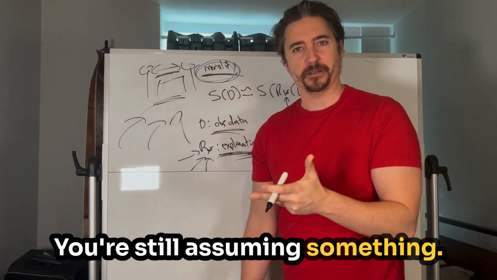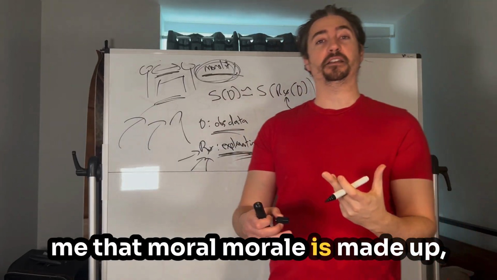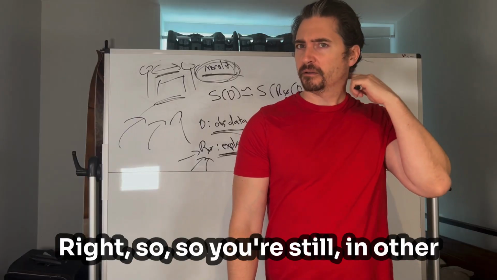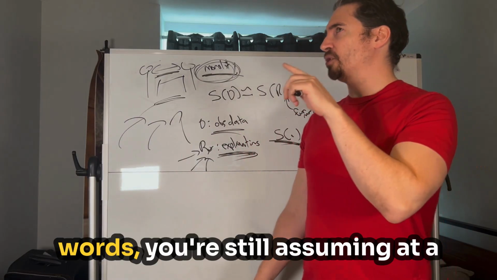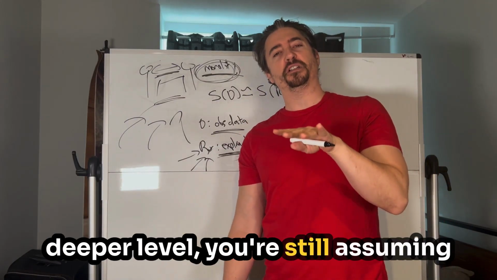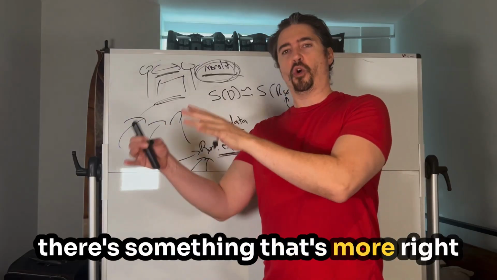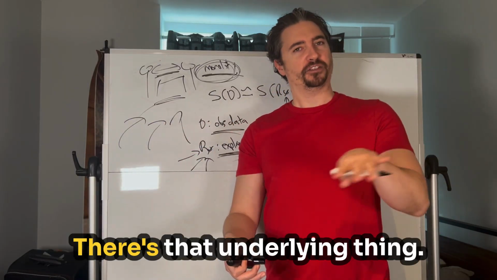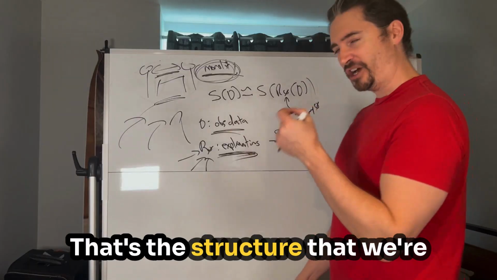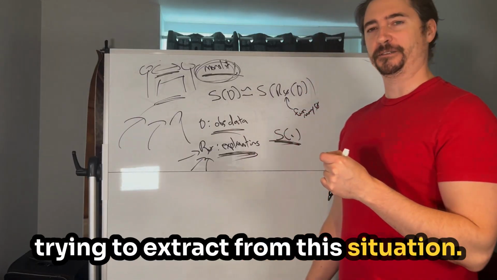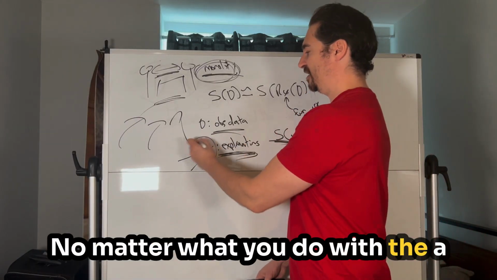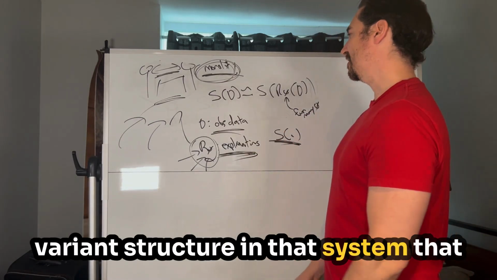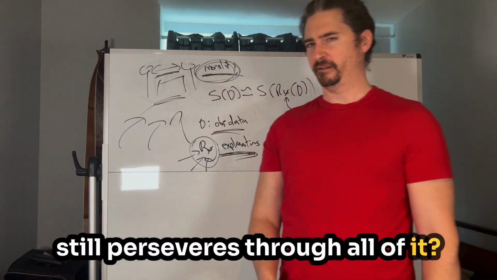You're still assuming something. Like if you were trying to convince me that morality is made up, let's say. Well, you're still trying to convince me of something, right? So in other words, you're still assuming at a deeper level that there's something that's more right and something that's more wrong. Otherwise, why are we even talking? Why are we even debating, right? There's that underlying thing. That's the structure that we're trying to extract from this situation. No matter what you do with your thetas, what is that underlying invariant structure in that system that still perseveres through all of it, okay?